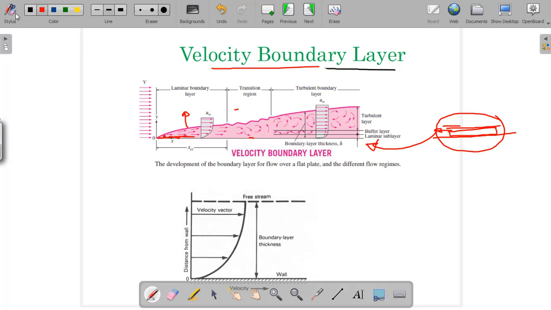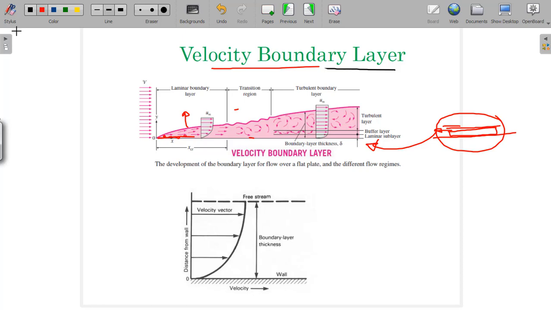Now let us see some of the key parameters associated with this velocity boundary layer. Let us consider any location x, which is the distance from the leading edge of this flat plate. So x is positive in this direction. At a distance x, this is the velocity field, showing how the velocity changes in the y direction.